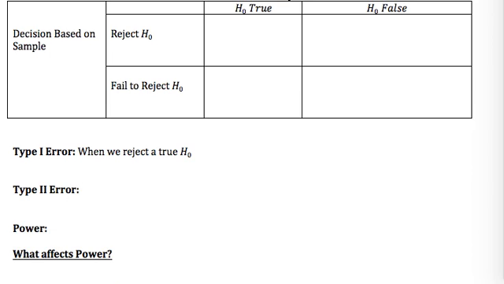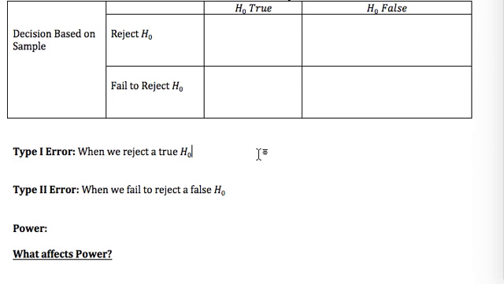What's the other error that could possibly happen? Can you guys describe that to me? What else would be an error out of those 4 combinations? Exactly, we failed to reject a false H sub 0. You said it well, Logan. So when we fail to reject an H sub 0 that is in fact false, that is what you call a type 2 error.